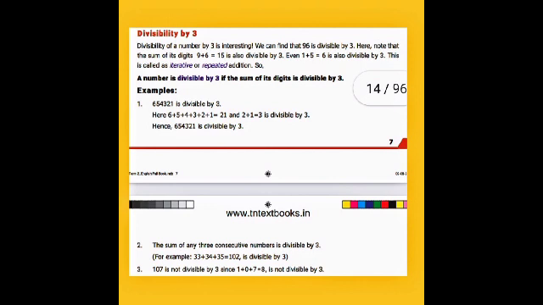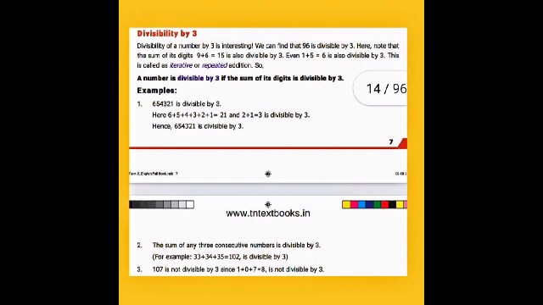The rule for test of divisibility by 3 is: a number is divisible by 3 if the sum of its digits is divisible by 3. If the sum of the digits is divisible by 3, the whole number is divisible by 3. That is the rule for test of divisibility by 3.